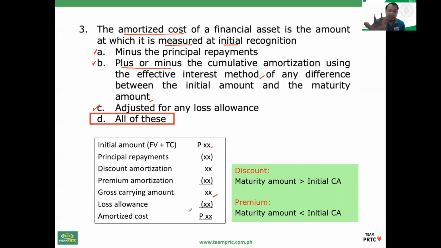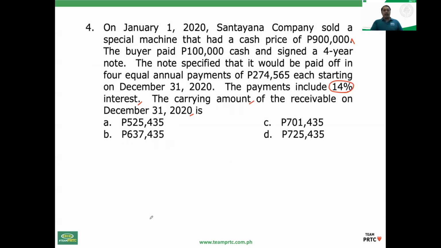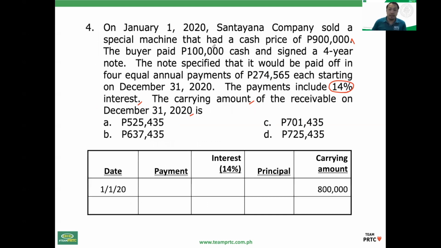So kaya pwede rin nating i-convert yung definition earlier into an amortization schedule. So start from the carrying amount initially. Dahil installment yan, may principal repayment. So wala nga lang discount premium in this case. At dahil wala ding loss allowance, yung gross, yun na rin ang net. So yung gross carrying amount, yun na din ang amortized cost. So initially, 900,000 minus the down payment, 100,000. Here's the typical amortization schedule. So initial CA. On December 31, 2020, received 274,565.